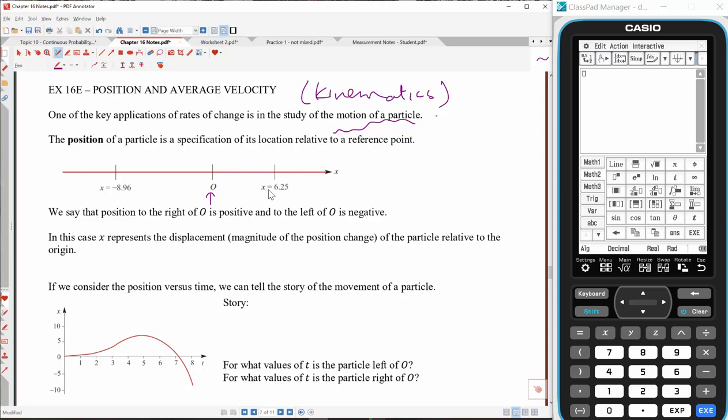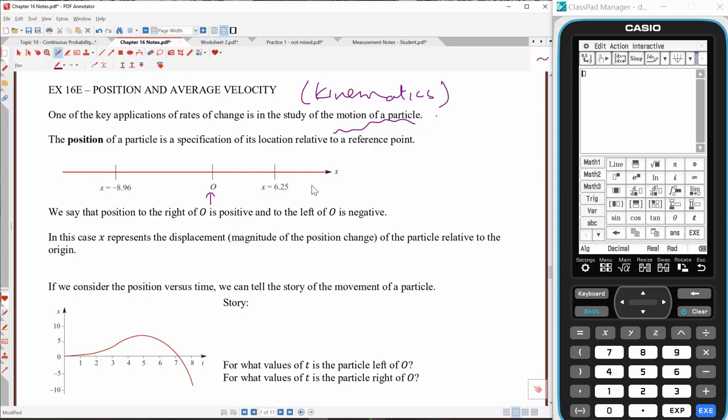Here, x being 6.25 means it's 6.25 units to the right of its reference point, not starting point, reference point. And if it's negative 8.96, we say it's 8.96 units to the left of the reference point. In this case, x represents what we call the displacement, which is the magnitude of the position change. So 8.96 is the magnitude of the position change of the particle relative to the origin.